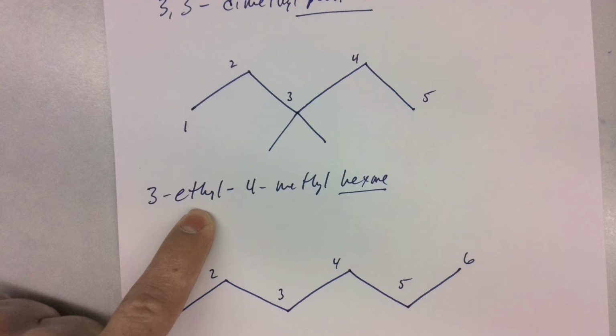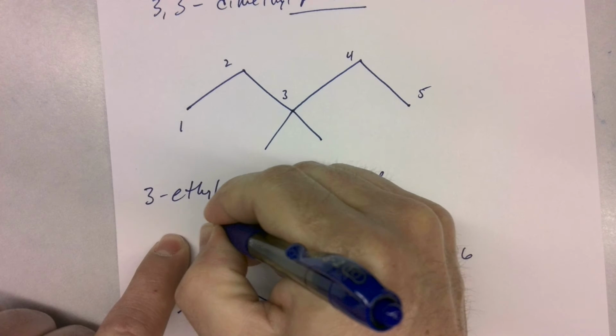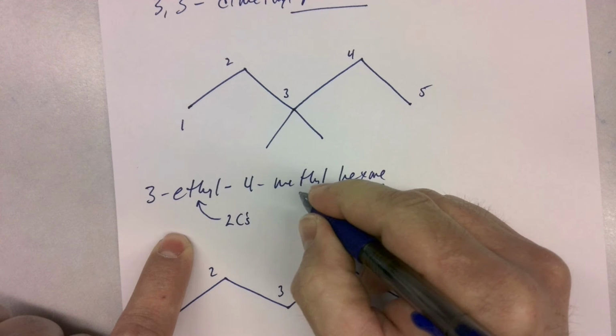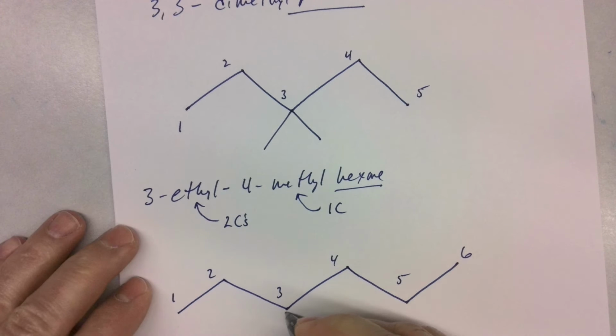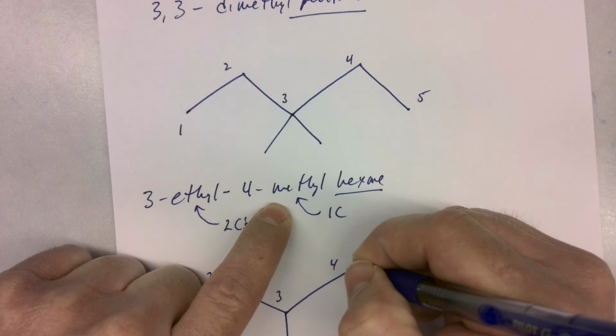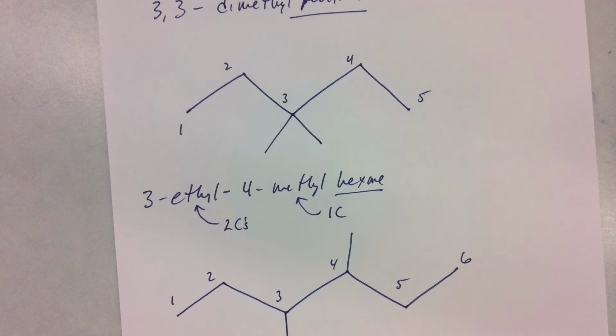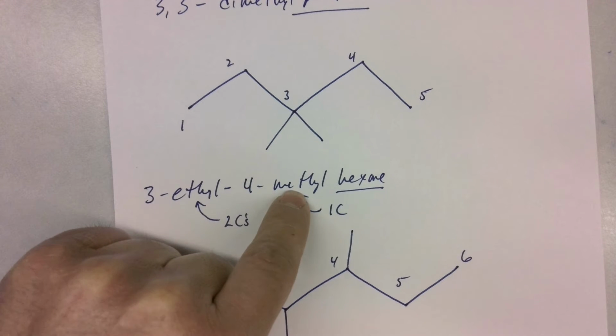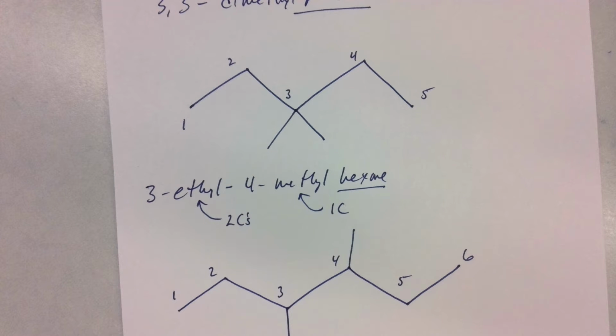Now, I'm going to go to my third carbon, and I'm going to draw an ethyl group. Now, an ethyl has how many carbons? 2. Yeah, an ethyl's got 2 C's, whereas a methyl only has 1 C. So here I'm going to draw 1, 2, right? And that's my ethyl group. Now I'm going to go to my fourth, and I'm going to draw a methyl, which would be something like that. And that would be 3-ethyl-4-methylhexane. Does that make sense? Yeah? Okay, that was one of them.